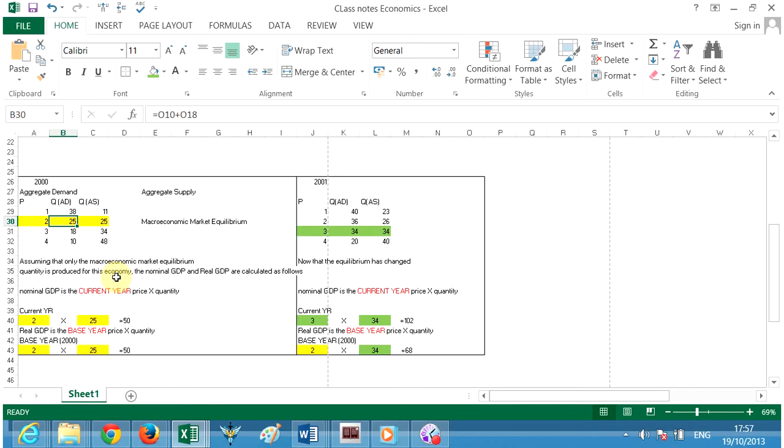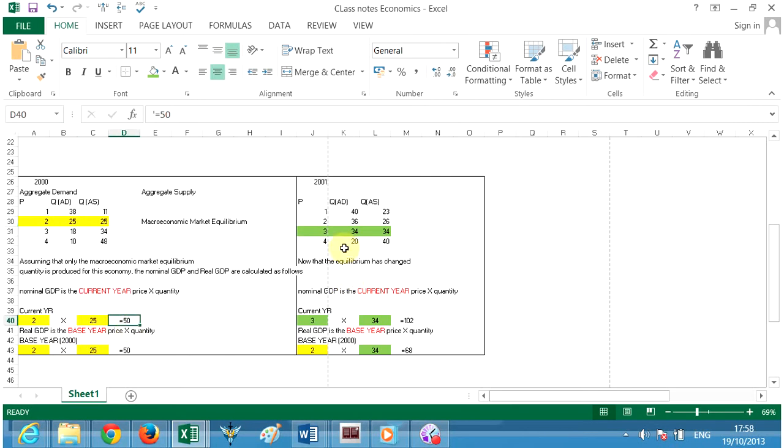So what we see here is that aggregate demand and aggregate supply produce an equilibrium, and this is the quantity times the price for the specific year, the current year price and the base year price, which happens to be 2000. Okay, that's how real GDP and nominal GDP are calculated. It's calculated by taking the price and the quantity of the aggregate demand and aggregate supply schedule and multiplying them to get the output level.